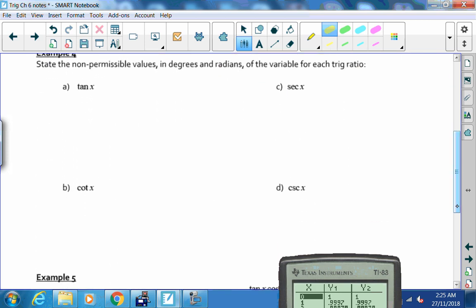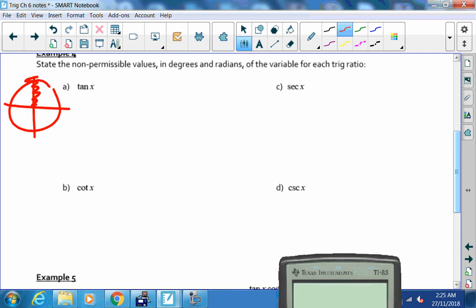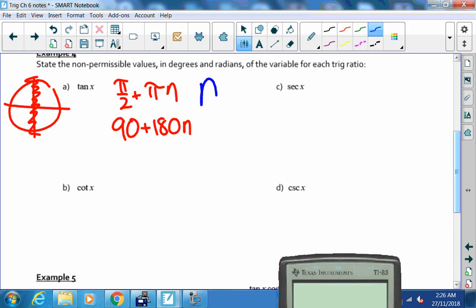Okay, state the non-permissibles in degrees and radians of the variable for each trig ratio. We just kind of did that. Anyway, tan x. Tan is undefined at my vertical lines, just because it's the slope, or we can think of it as because it has cosine in the denominator, and cosine is 0. So this is going to be pi halves plus pi n, or 90 plus 180n. And as a blanket statement for all of these, I'm just going to write n is an element of the integers, n ∈ Z.